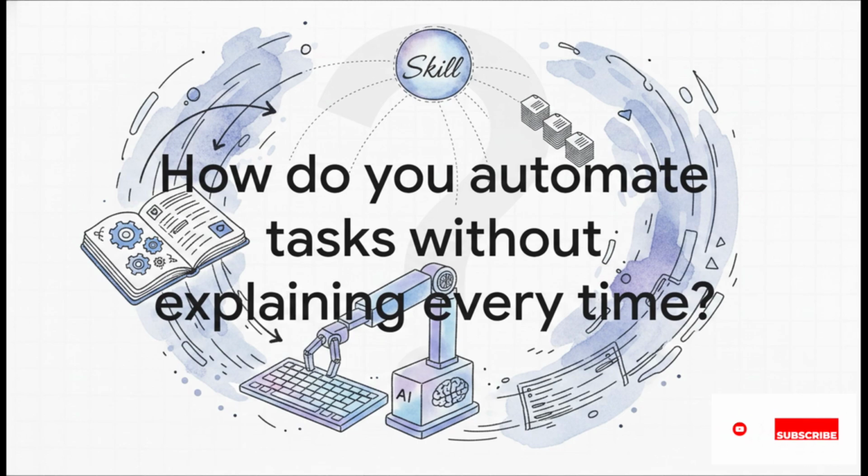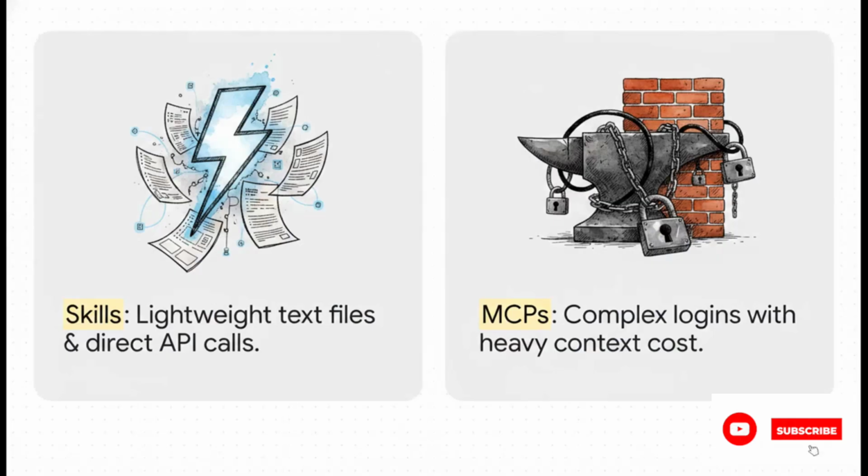It's essentially a saved set of instructions that the AI can just run instantly, right on command. Now, as you're setting this up, you're going to hear two terms thrown around a lot: skills and MCPs. Let's break that down real quick. MCPs, or Model Context Protocols, are live connections to external apps. They're great, they handle complex logins, but man, they're heavy.